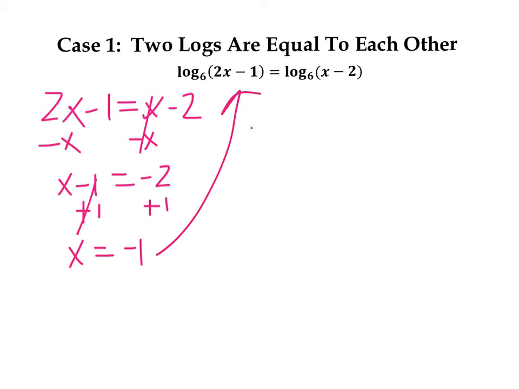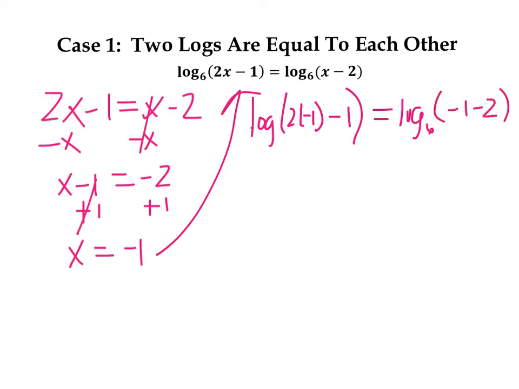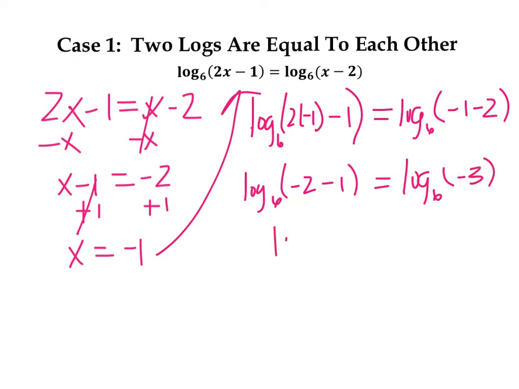So on the left side we have log base 6 of 2 times negative 1 minus 1 equals log base 6 of negative 1 minus 2. 2 times negative 1 is negative 2. Sorry, we have log base 6 of negative 2 minus 1 equals log base 6 of negative 3. Notice how log base 6 of negative 3 equals log base 6 of negative 3.